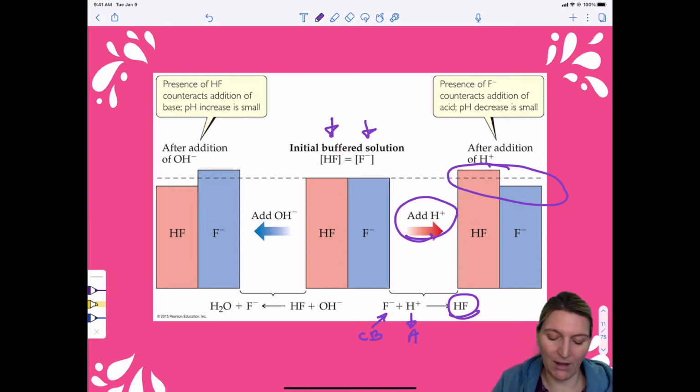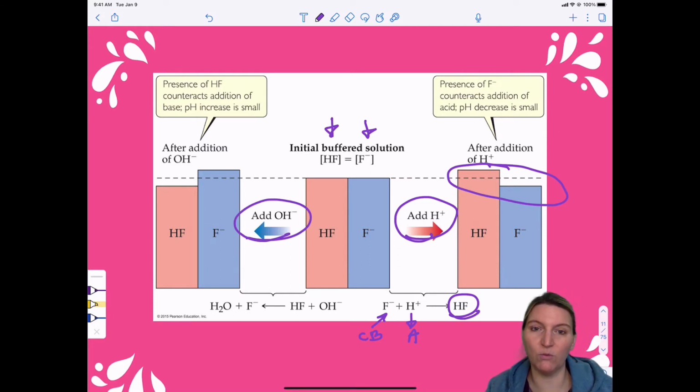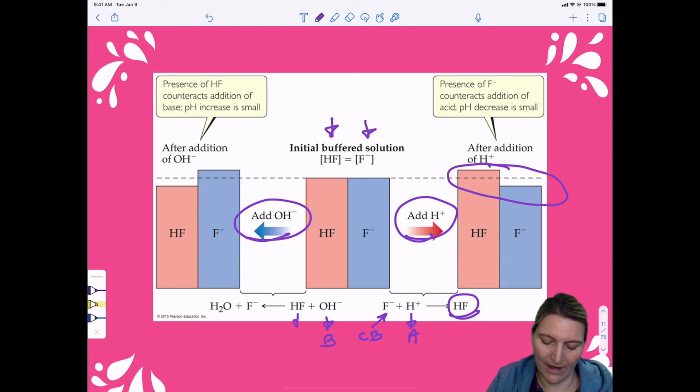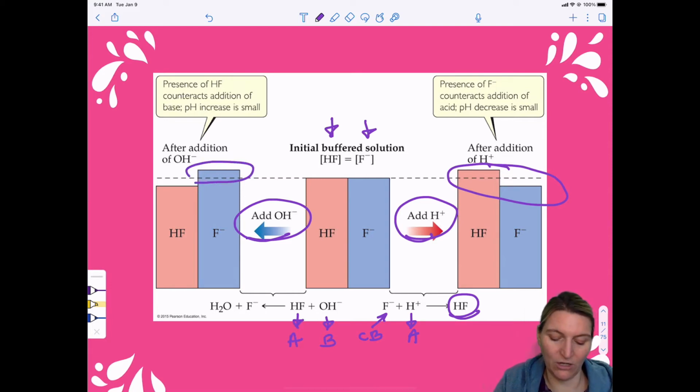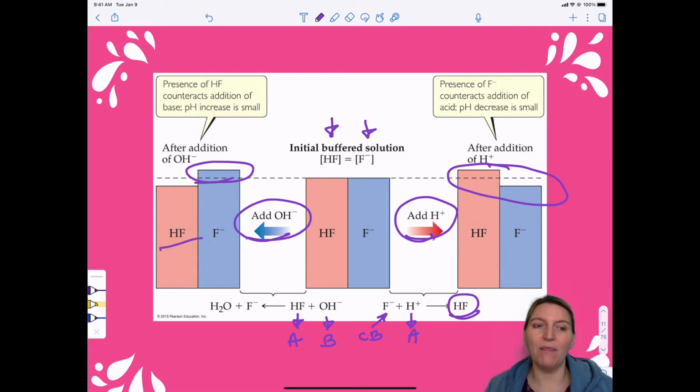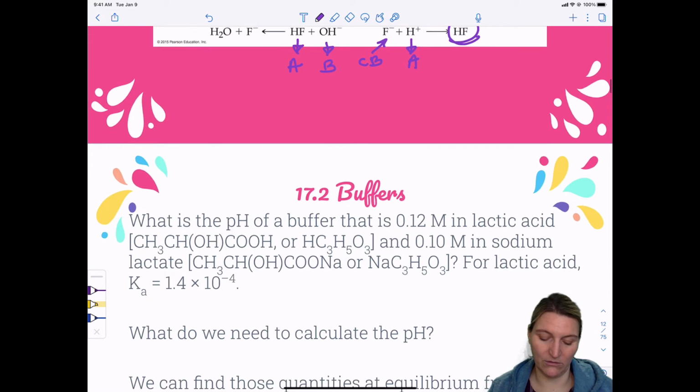The same thing would happen if I added some base. Of course, what would the base react with? Well, the base would react with the acid, and we would see the conjugate base would go up a little bit and the acid would go down. But this is really in great contrast to what would happen if you just added an acid to a non-buffered system. And we'll do some practice with those.